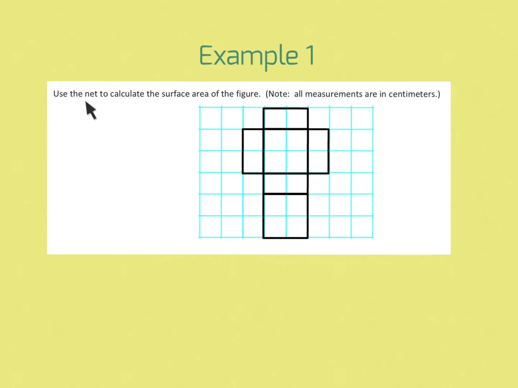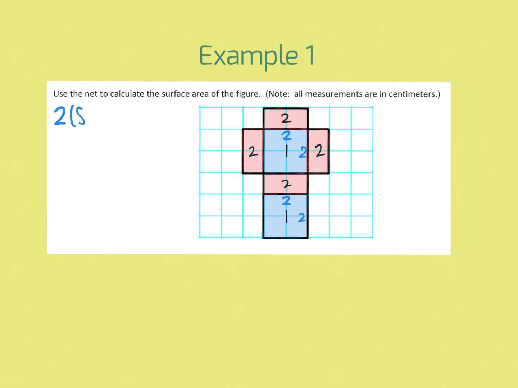Our first example is use the net to calculate the surface area of the figure. All measurements are in centimeters, so we should highlight that this is in centimeters. And next, we can color it in. We see that we have 2 of the same shape, and then 4 of a second shape. So now we can calculate the surface area by saying that there first are 2 blue squares and their dimensions are 2 by 2. And in this one, they're also 2 by 2.